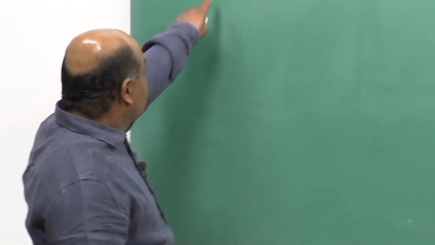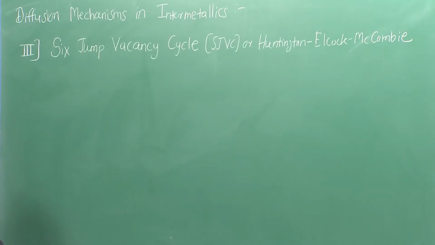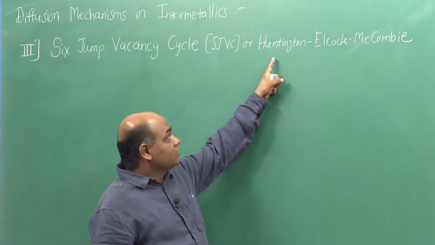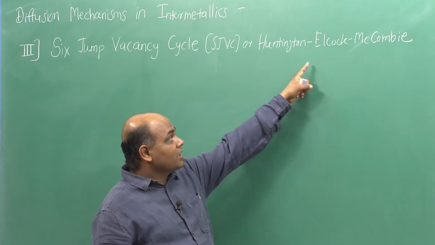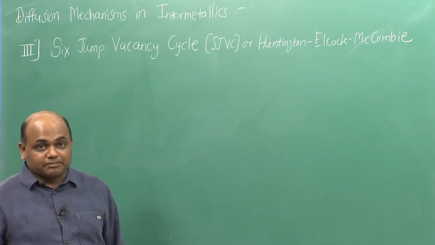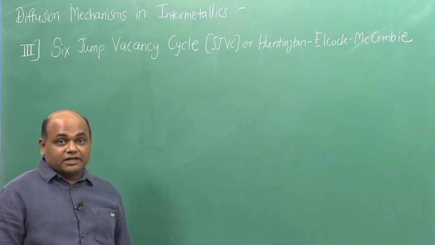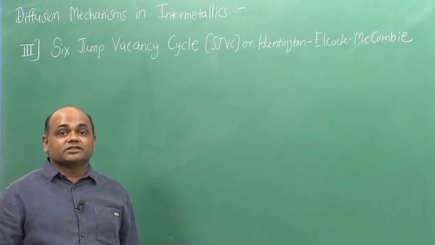One such mechanism which was proposed is called a 6 jump vacancy cycle, or after those who proposed it, also called the Huntington-Alcock-McCombie mechanism. As the name suggests, it consists of a sequence of 6 jumps of a vacancy.